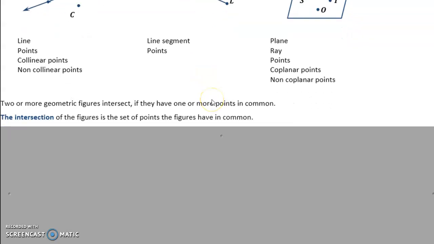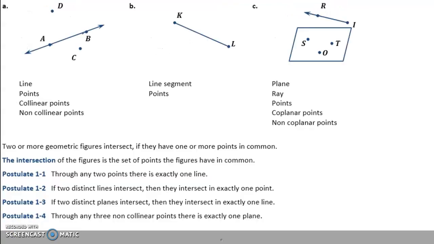Please put the definition of an intersection in your notes. So this bold, the intersection, that sentence needs to go in your notes. The intersection of figures is the set of points the figures have in common. Okay, so we're going to talk about those four postulates quickly.